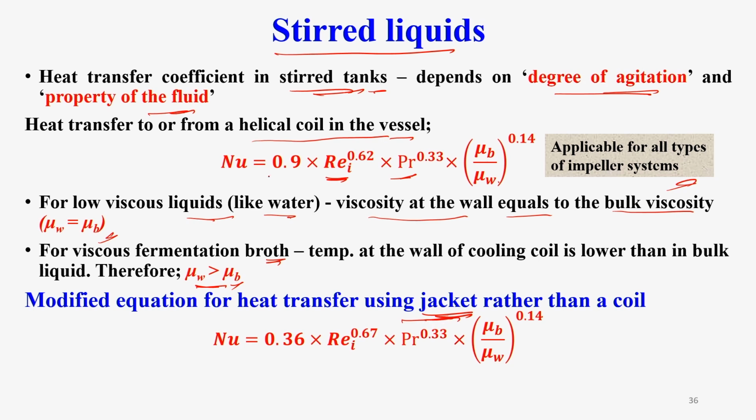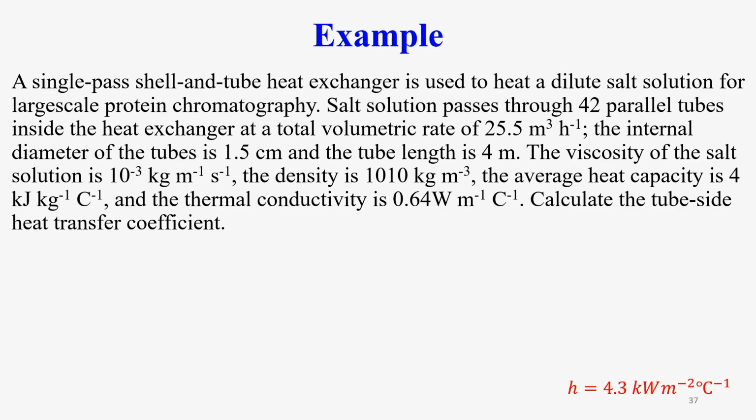Here, this 0.9 is replaced by 0.36, and Re to the power 0.67 in place of 0.62, and that is it. There is a slight change here, but at the end Nu is proportional to Re to the power, let us say alpha, and Pr to the power beta. So, we will quickly see one example here.